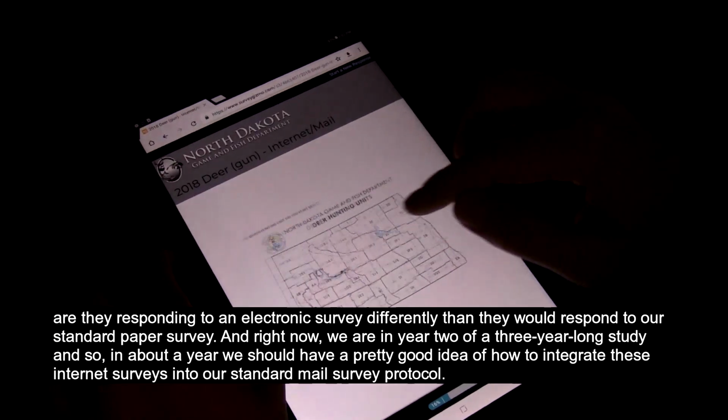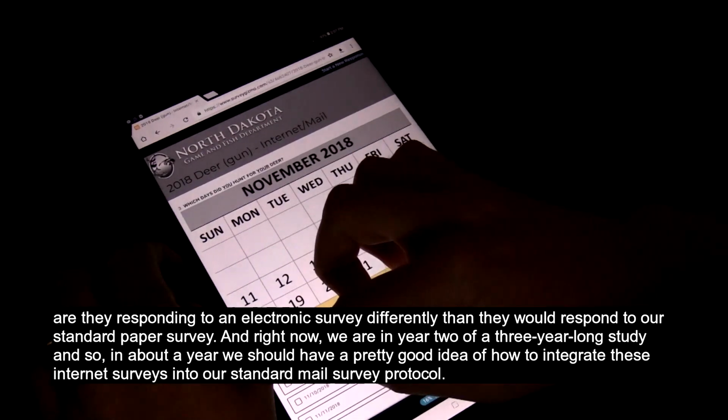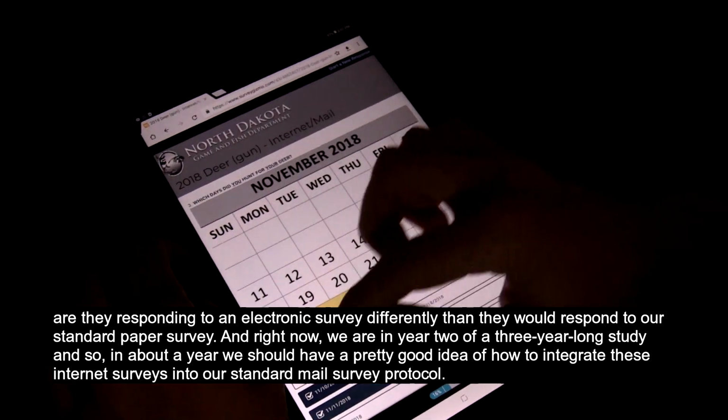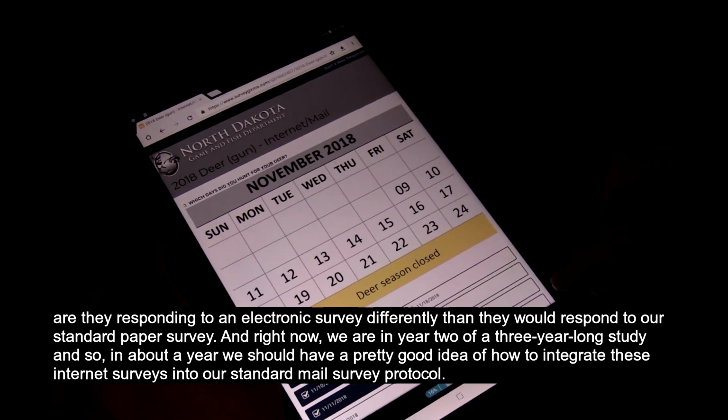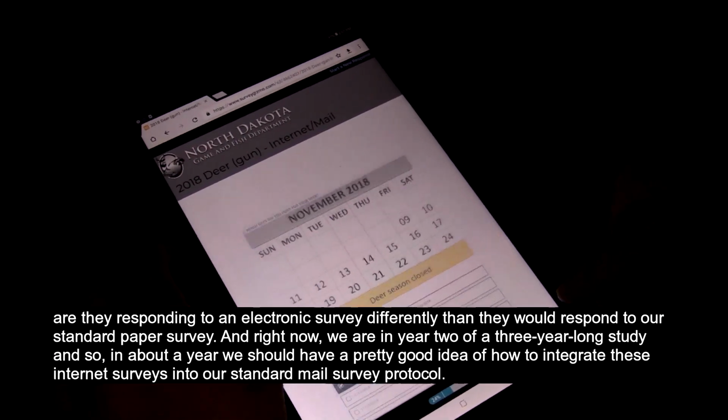And right now we're in year 2 of a 3-year-long study, and so in about a year we should have a pretty good idea of how to integrate these internet surveys into our standard mail survey protocol.